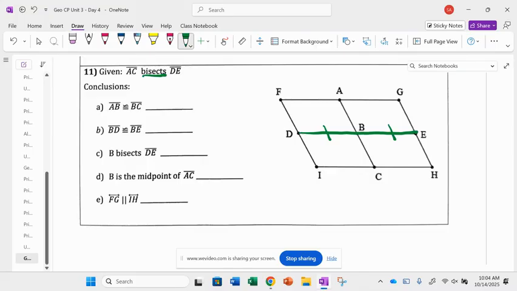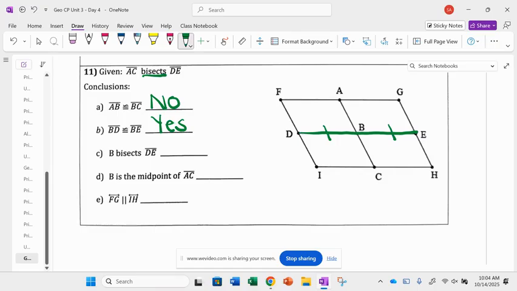All right, Jack, you're up. Can we conclude that AB and BC are equal? No. Congruent? No. Good. All right, Jack M., you're up. Can we conclude that DB and BE are congruent? Why? Equal parts. Yeah, we marked it because AC bisected DE. So yes, DB and BE will be congruent.